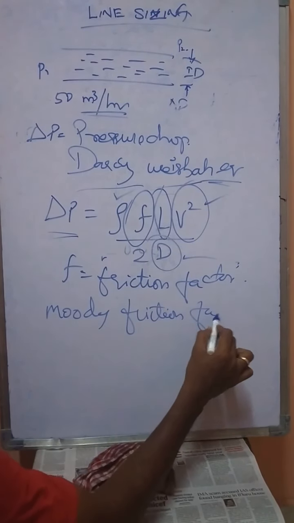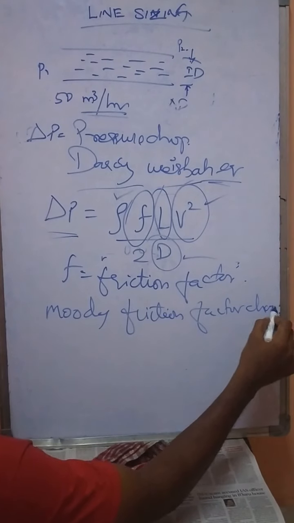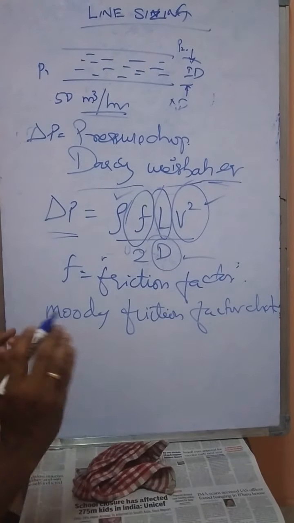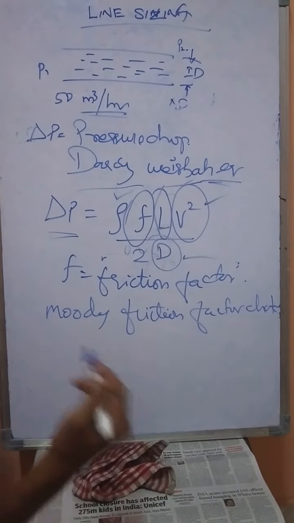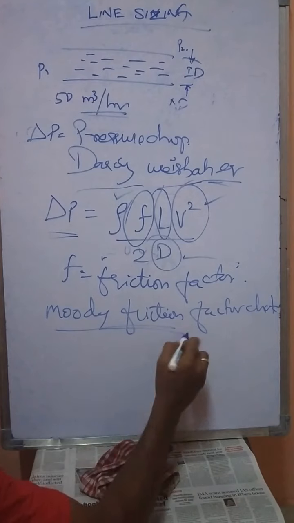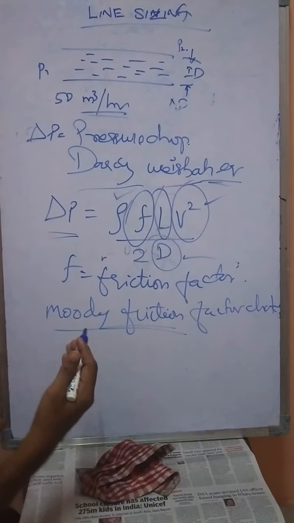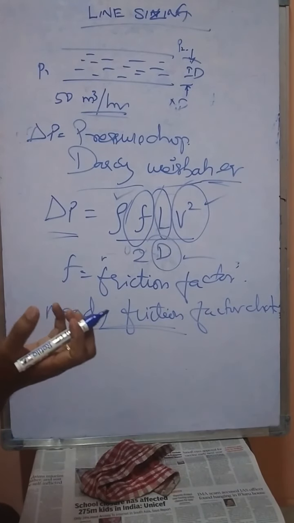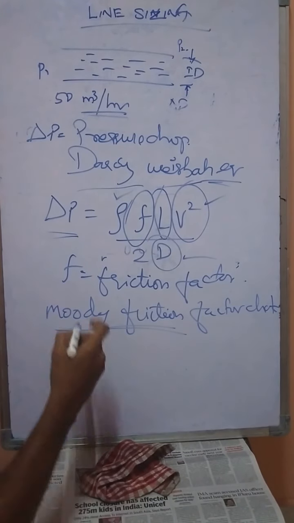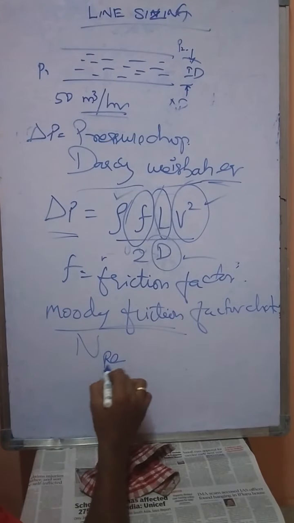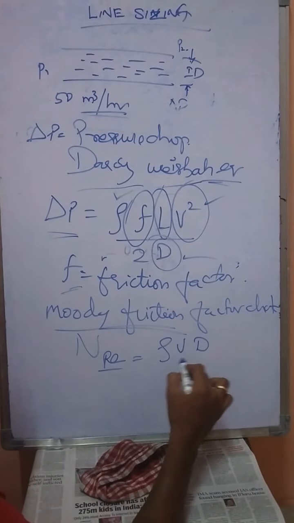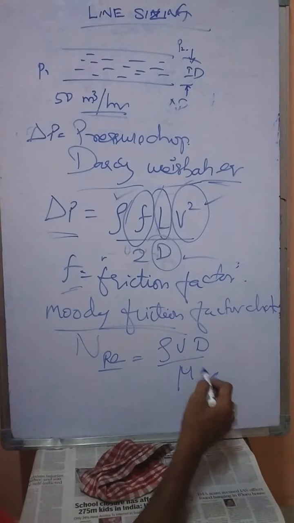Moody friction factor chart. This will be given based on the type of flow that is flowing through the pipeline. So the friction factor will decide what is the friction factor. It is a dimensionless number based on the given NRe. Before finding the friction factor, we have to find NRe, that is rho Vd divided by mu.